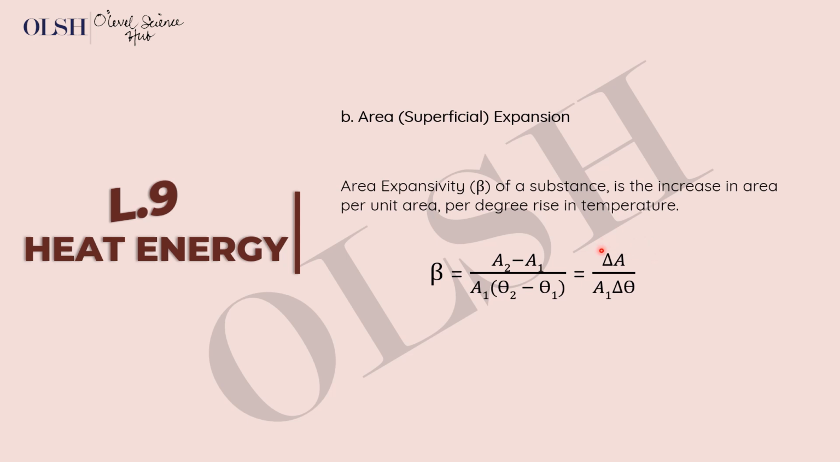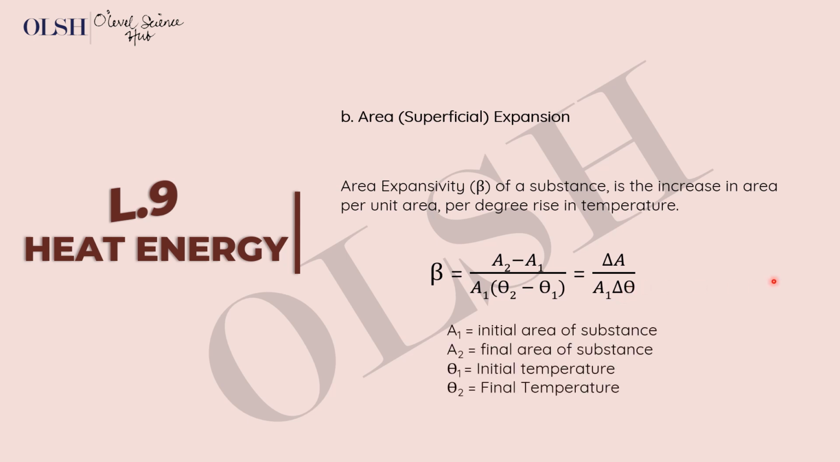So we have change in area over area times change in temperature. That's increase in area per unit area per degree rise in temperature. Of course A1 represents our initial area before heat was applied, A2 final area after heat has been applied, theta 1 initial temperature before application of heat, while theta 2 is final temperature after application of heat.